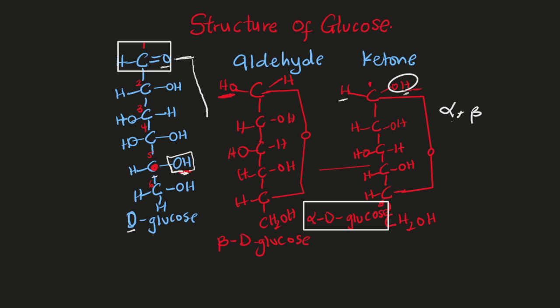But let's see the cyclic form, because this was the Fischer projection formula. That is the projection formula as far as Fischer is concerned. This is it. Now, let's see the outward form of glucose. The outward projection formula of glucose.